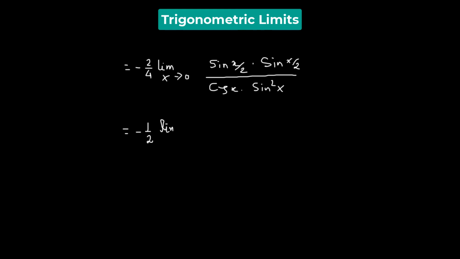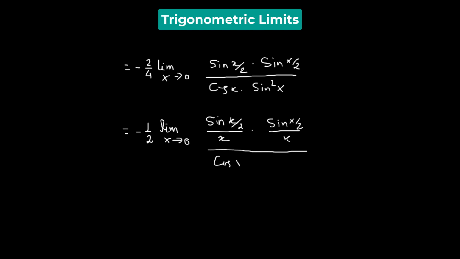So we have limit x tending to 0. Now since we are dividing by x squared, we can rewrite it as sine x over 2 divided by x, times sine x over 2 divided by x, whole divided by cosine of x times sine squared x. So we'll rewrite it as sine x over x times sine x over x.